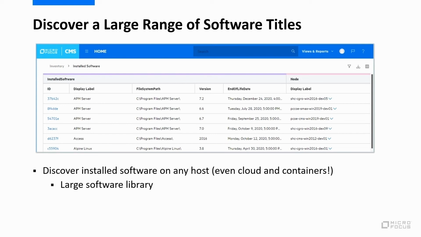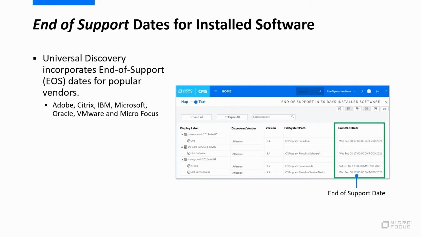We have a large software library that is updated monthly so that you're always having current information being discovered as new software comes into your enterprise. Another point to make is that Universal Discovery knows the end of support dates for software from popular vendors such as Adobe, Citrix, IBM, Microsoft, and others.